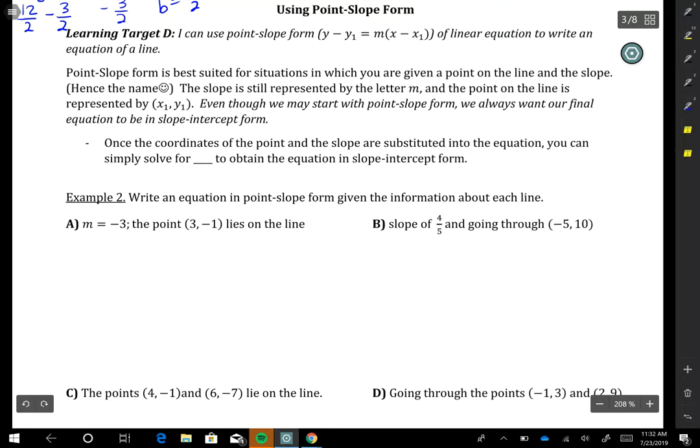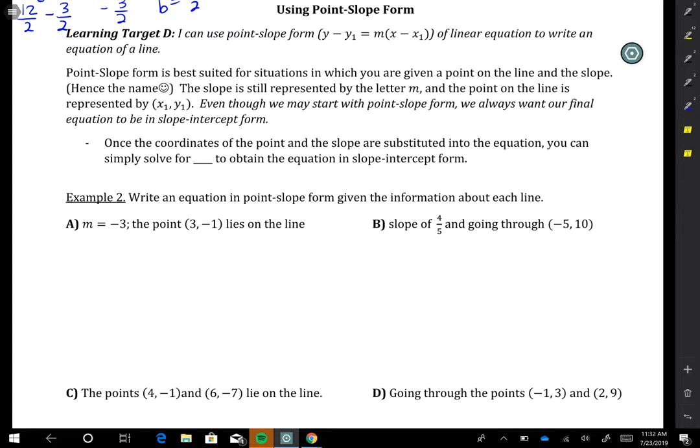And what we're doing in this video is using point slope form. So your learning target is: I can use point slope form, which is y minus y1 equals m times the quantity x minus x1, of a linear equation to write an equation of a line.